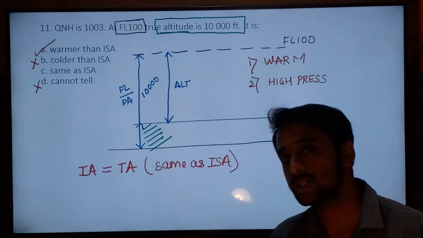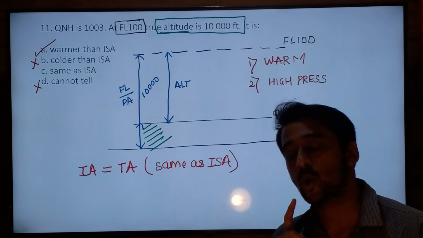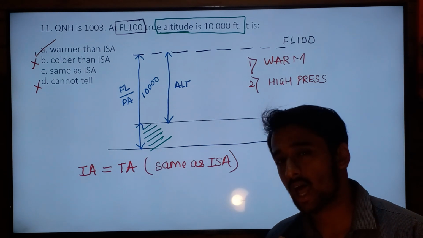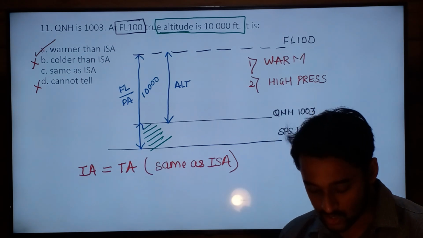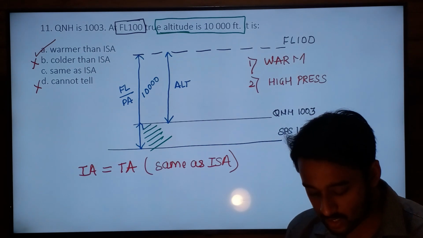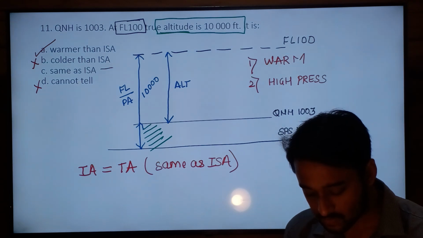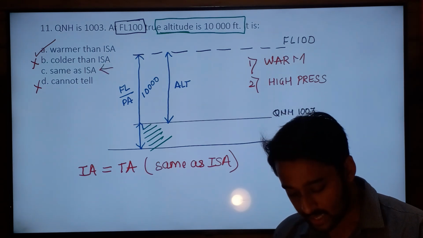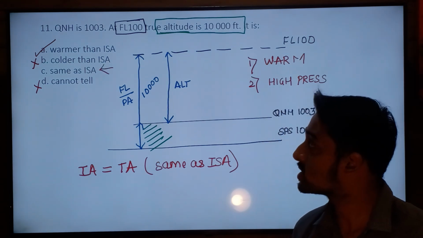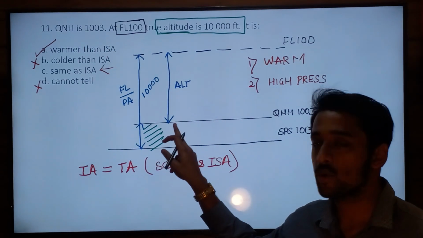Okay, we don't have additional information, so it won't be proper to say that we are currently flying in ISA conditions. So although this option looks like a possible option, the correct one will be warmer than ISA conditions, calculating from QNH.